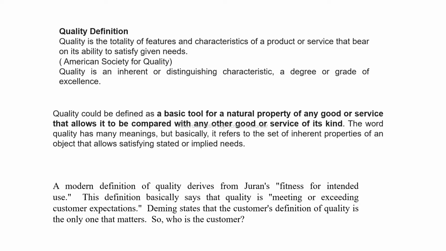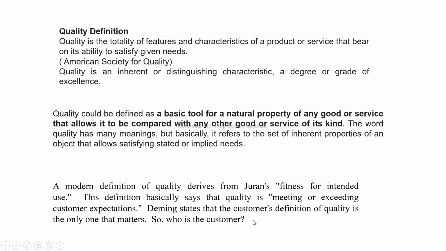A modern definition of quality derives from Juran's fitness for intended use. What does the definition tell? Fitness for intended use means for what purpose it was developed and how fit it is. This definition basically says that quality is meeting or exceeding customers' expectations. Deming states that the customer's definition of quality is the only one that matters. So, who is the customer? Whosoever is the customer, if we are going to satisfy the needs of the customer, then we can call our product a quality one.